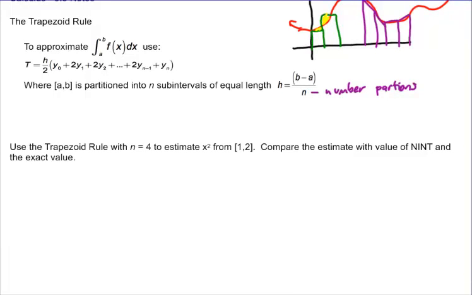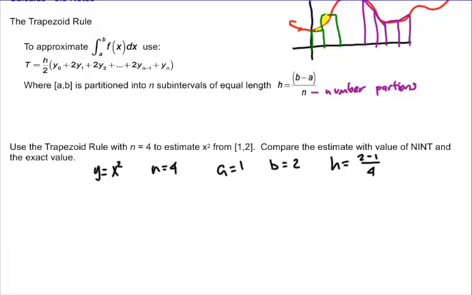So let's say we've got y equals x squared here. We're going to go with y equals x squared. We're going to go with n equal to 4. So using our formula, we're going to go from 1 to 2. So a is 1, b is 2. So what is h? h is going to be 2 minus 1 over the number of intervals, which is 4. And now we just need to figure out y0, y1, y2.